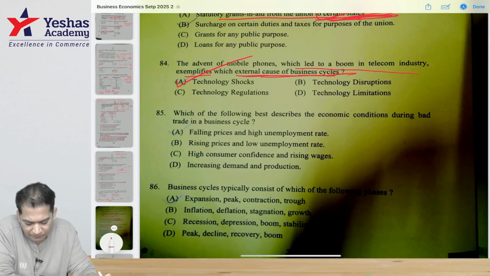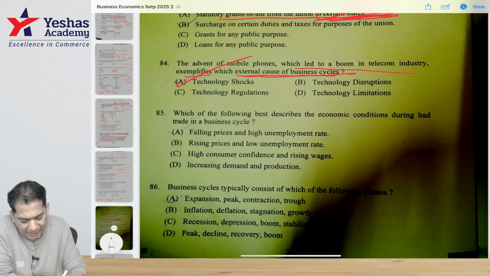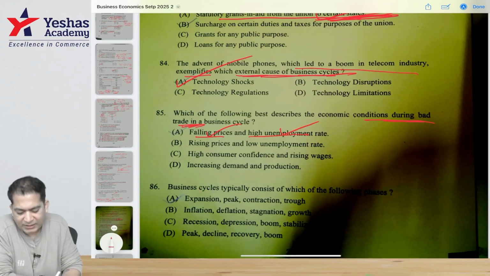Covered also. Which of the following best describes the economic conditions during bad trade in a business cycle? Bad trade in a business cycle means contraction is happening. Falling prices, correct. High unemployment rate, correct. But if suppose you're not sure about it, let's eliminate the wrong options. Rising prices, inflation, cost of living will increase means demand is rising. So demand doesn't increase when the market is going down.